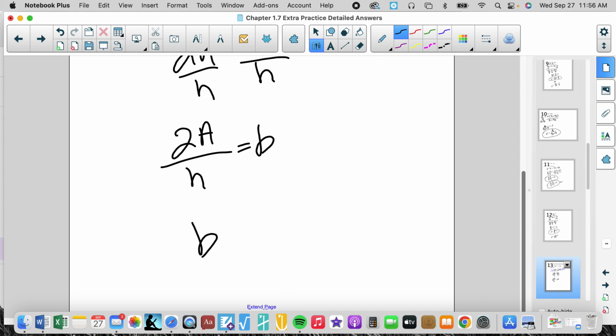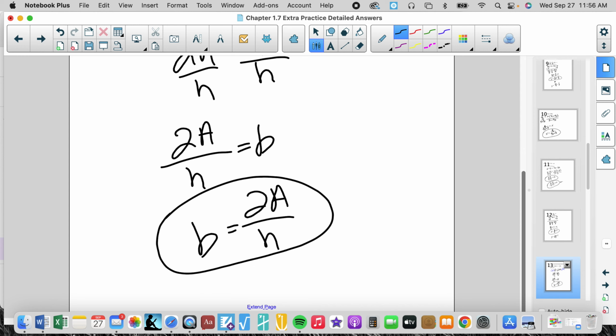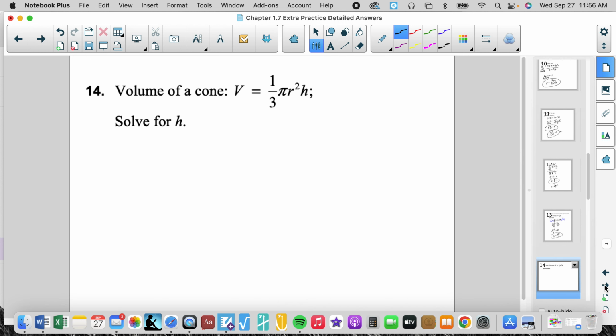And I'm going to always write my variable that I'm solving for first. So that is your equation. You're going to keep that A as a capital. You wouldn't write it as a lowercase because it was written as a capital.